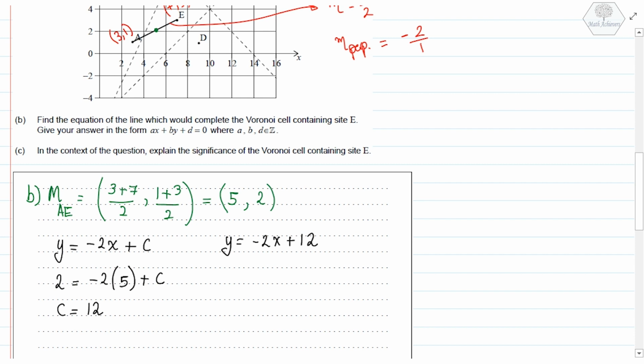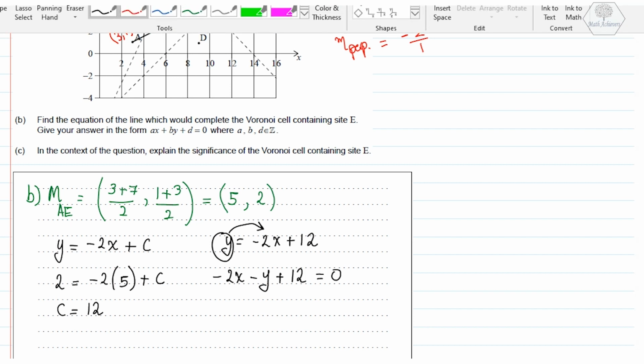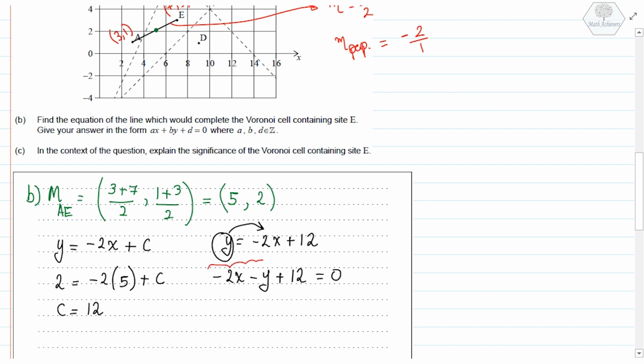But I want to write it in the form ax plus by plus d equals 0. So I can take simply the y to the right-hand side, or I can take the minus 2x to the left-hand side, depends. So it becomes minus 2x minus y plus 12 is equal to 0. And by this, I wrote my equation of the perpendicular bisector in the form ax plus by plus d equals 0, which is the general form.